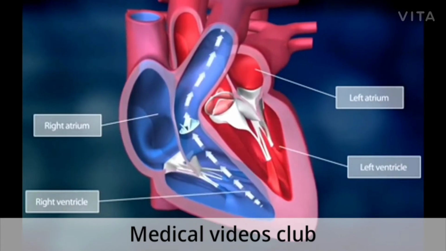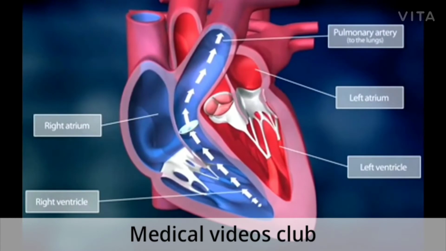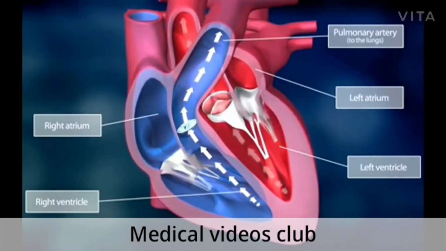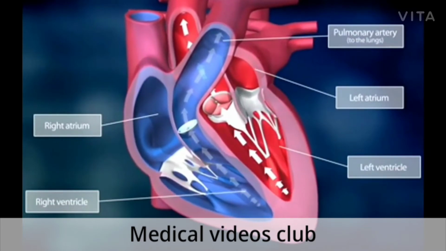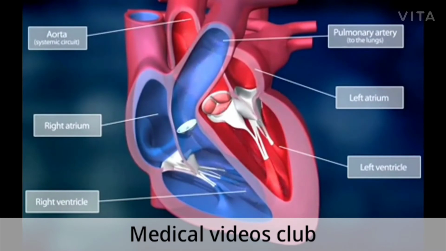The right side of the heart pumps blood through the pulmonary artery into the lung, where it is enriched with oxygen. The left side pumps blood to all other parts of the body through the aorta and the systemic circuit.